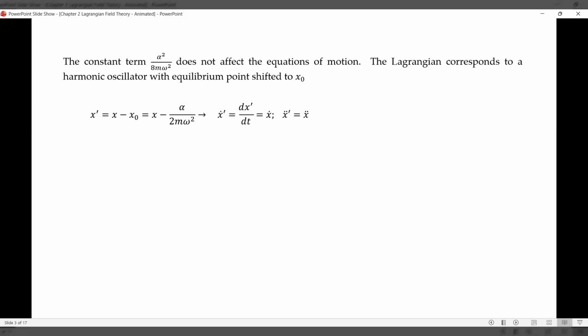Now, if we define a new coordinate, x prime equals x minus x0, the motion simplifies beautifully. The derivatives remain the same, x dot and x double dot. In these new coordinates, the Lagrangian becomes this, which is exactly the standard harmonic oscillator Lagrangian. So the constant force doesn't change the dynamics, it only shifts the origin.